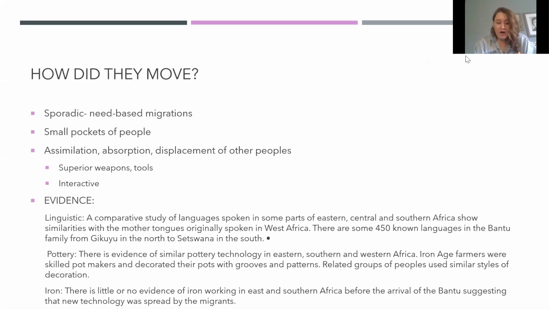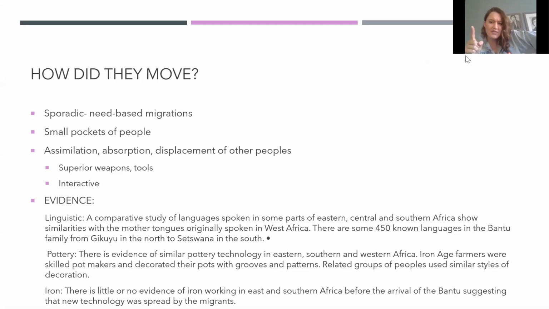How do they move? So they're moving in sporadic migrations. So they're not moving all at once like an army going across the continent. They're going in small family groups, largely, or small community groups. They're need-based, so they don't move until they absolutely have to. But this shows how much this land in the north was getting uninhabitable because people are having to move during this time. The Bantu people are just one after another moving. How do we know about them moving?